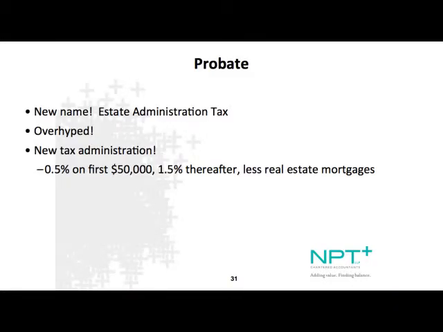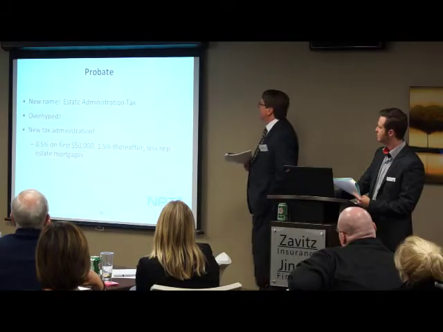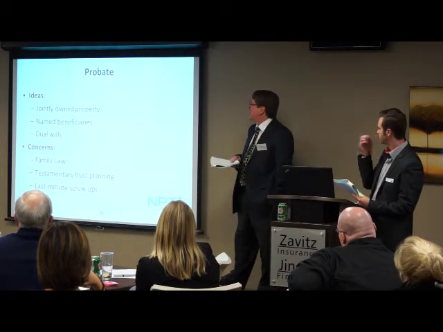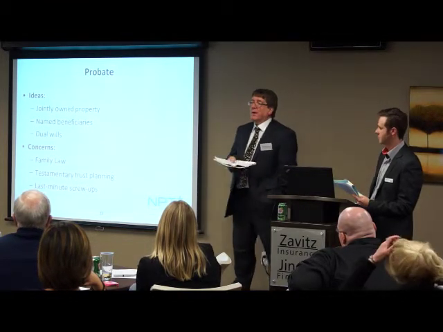So I call this a nuisance tax, and I don't really beat my brains out trying to save or get out of probate if it screws up the rest of my tax plan. So the next slide is just a few overhyped ideas, things that we've heard about in the past. How can you get around probate?